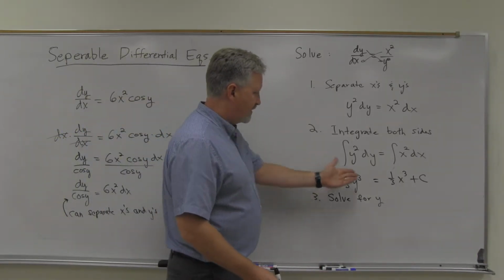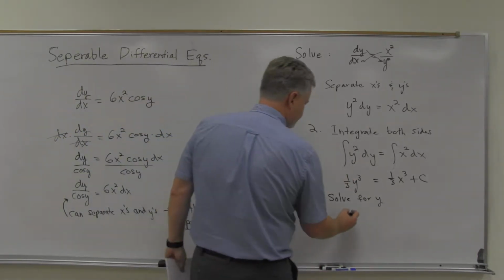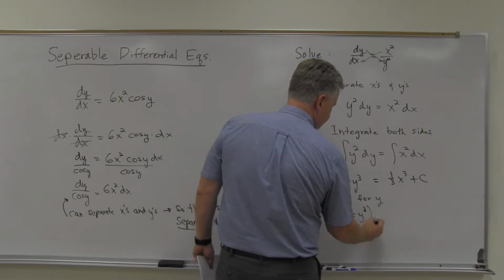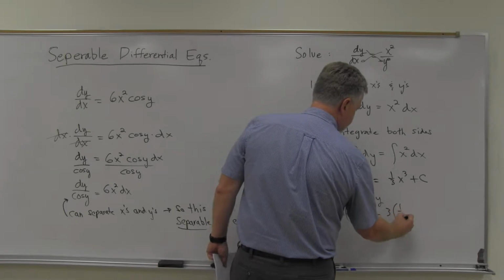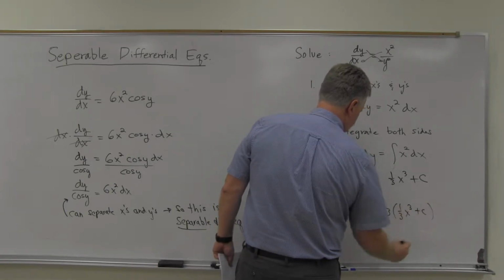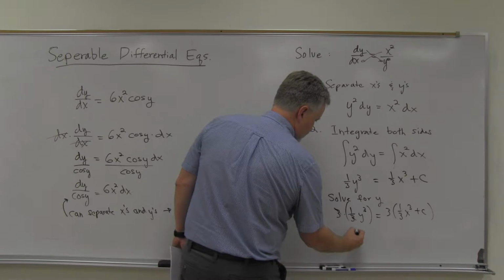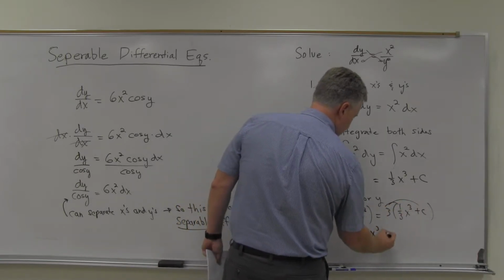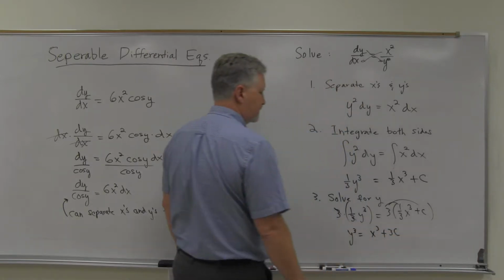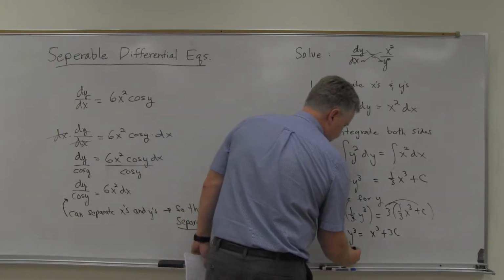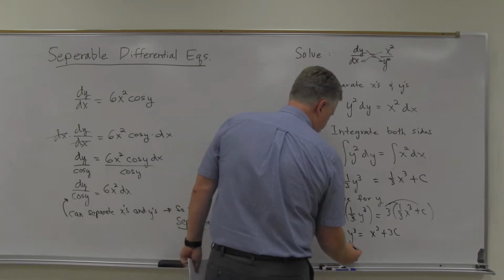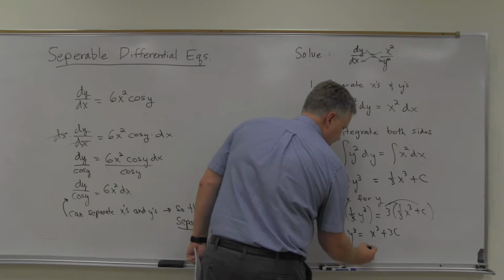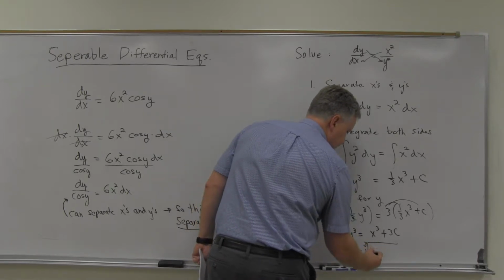What would you do? Multiply by 3, first of all. So I'm going to multiply everything by 3. So that makes it y cubed equals x cubed plus 3c. And we're talking real values here, so just take the cube root of both sides.